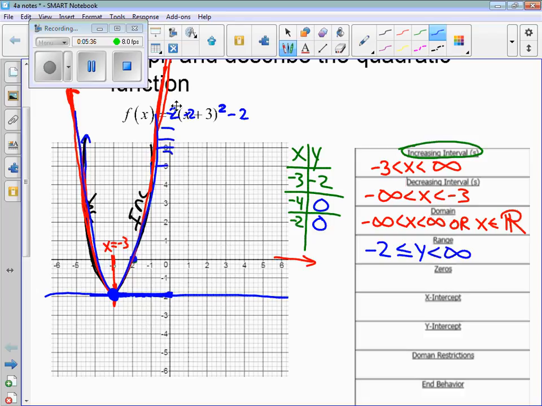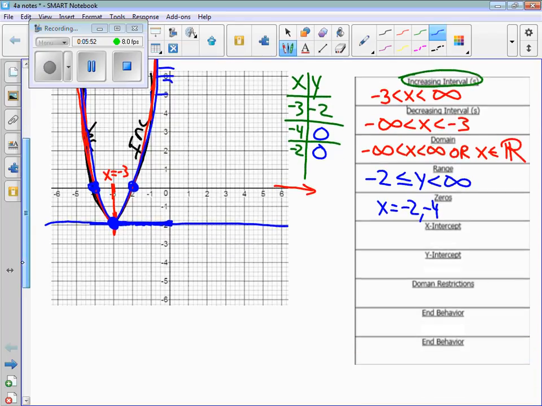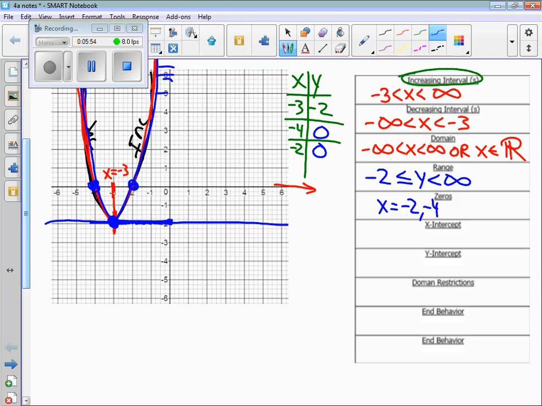The zeros, where it crosses the x-axis. The zeros are at negative 2 and negative 4. The x-intercepts, well, you're thinking, that's the same thing as a zero. They are, but we represent them as coordinates.